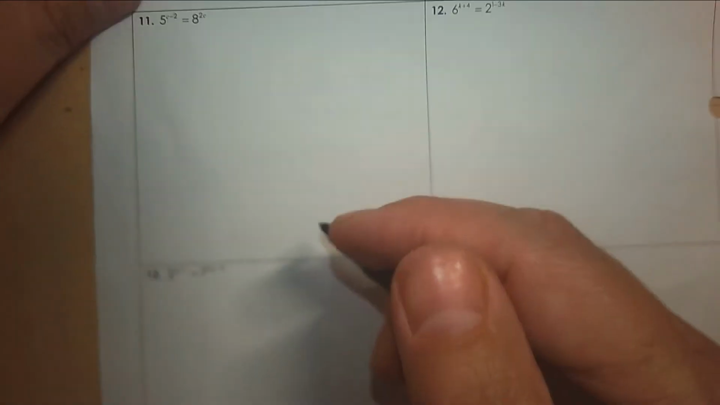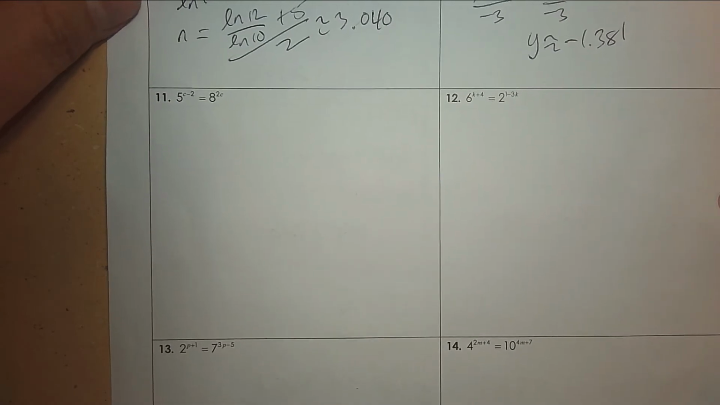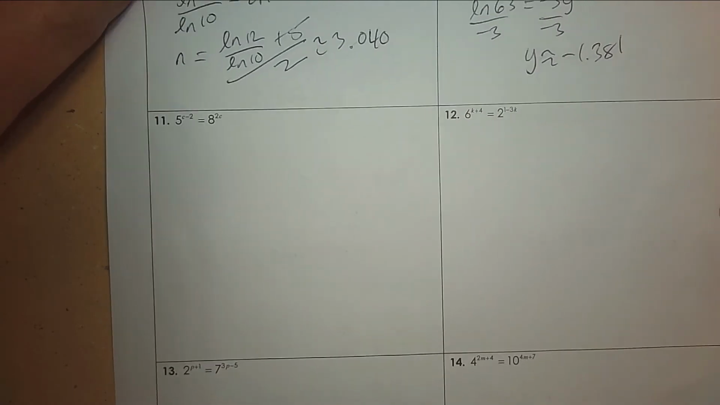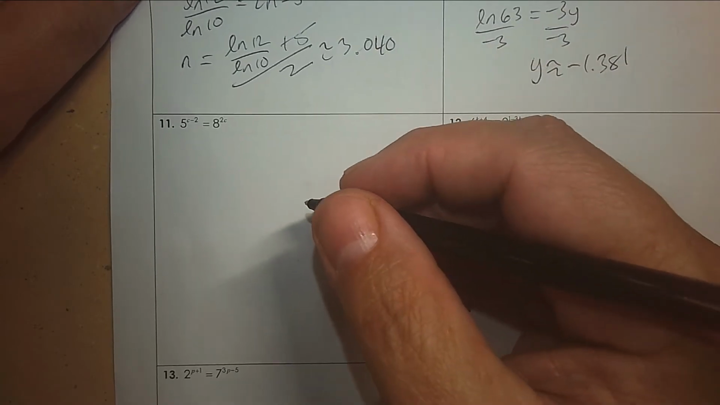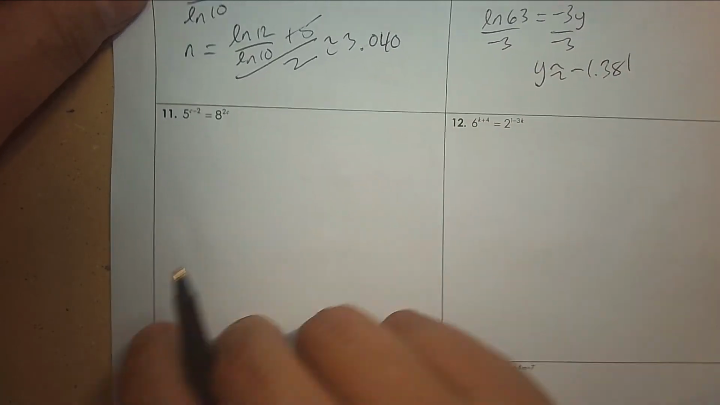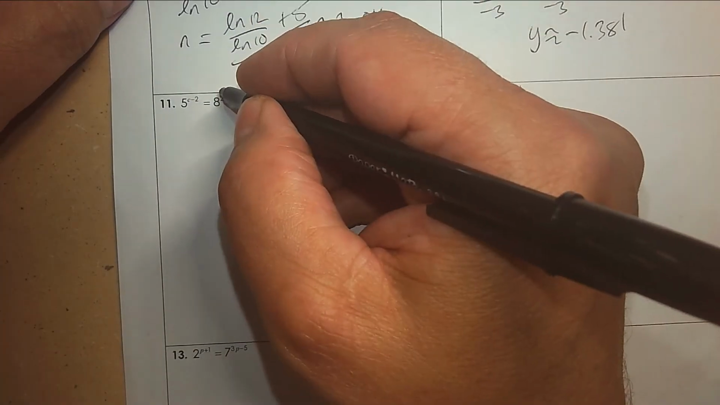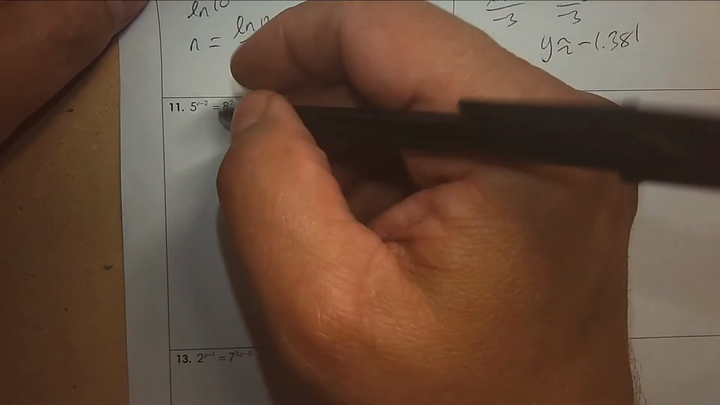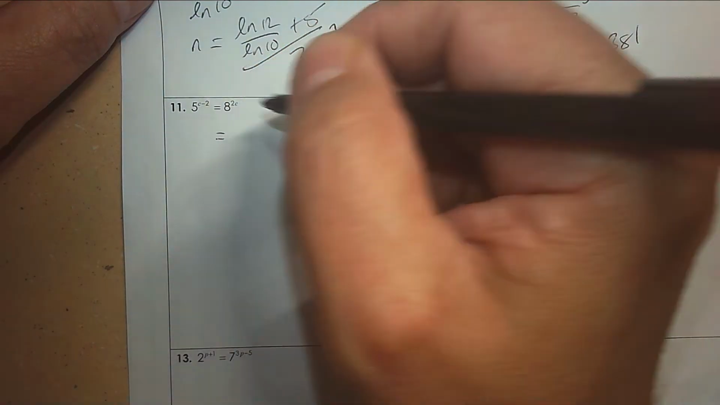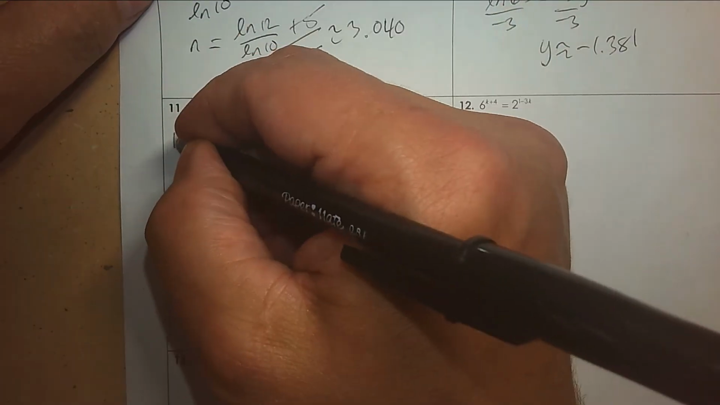Number 11. Here's an example where you have two bases. So we need to make a choice which base we're going to change and what's going to be our exponent. So in this sense, I'm going to pick 5 to be my base.